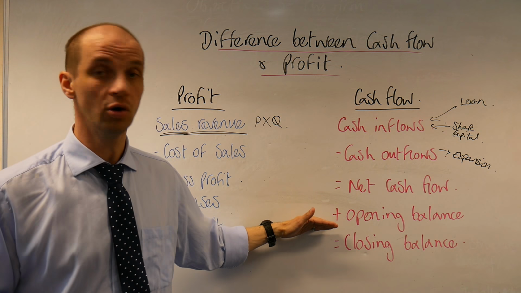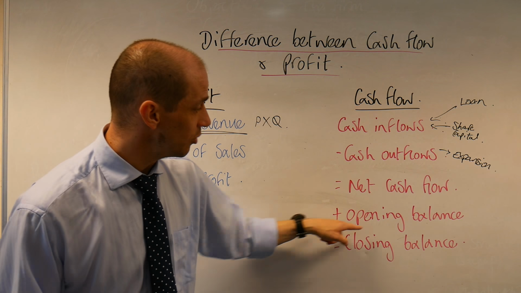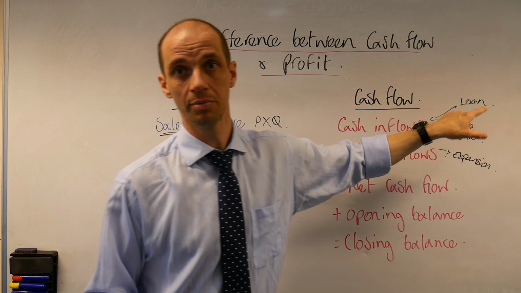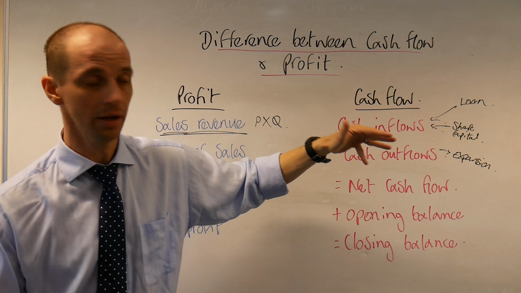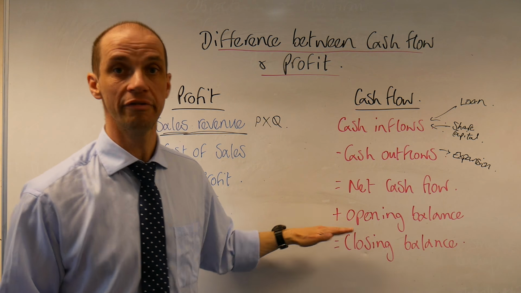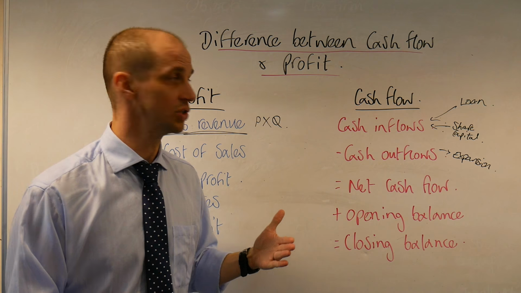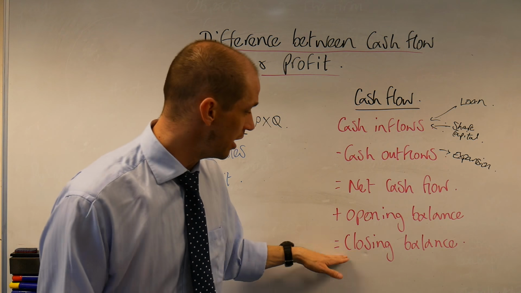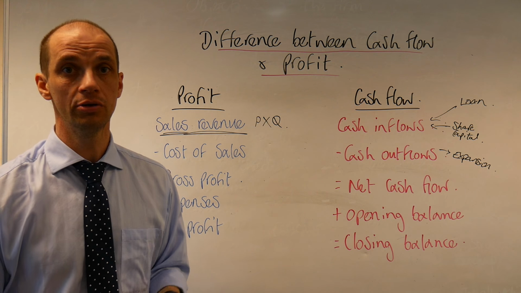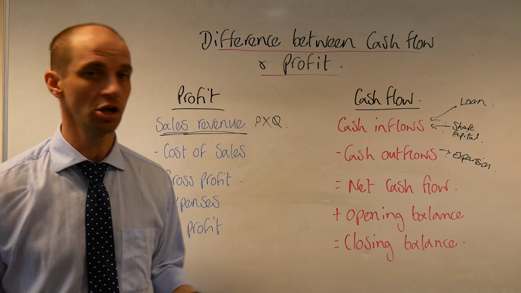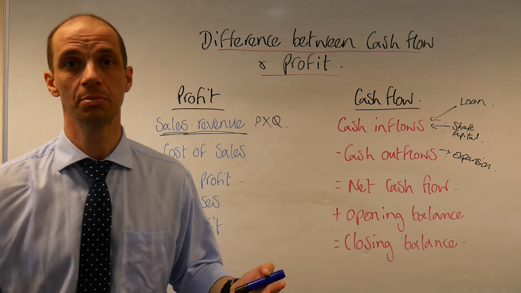But then we have to add on our opening balance. Now, what was in the opening balance? Well, it could have been that you actually got a loan in a previous period, or you had a share sale. So actually, your opening balance may be very buoyant from those cash injections that you've had. Again, that would not constitute profit though. And finally, we've got our closing balance there overall, okay? So net cash flow plus opening balance equals our closing balance.